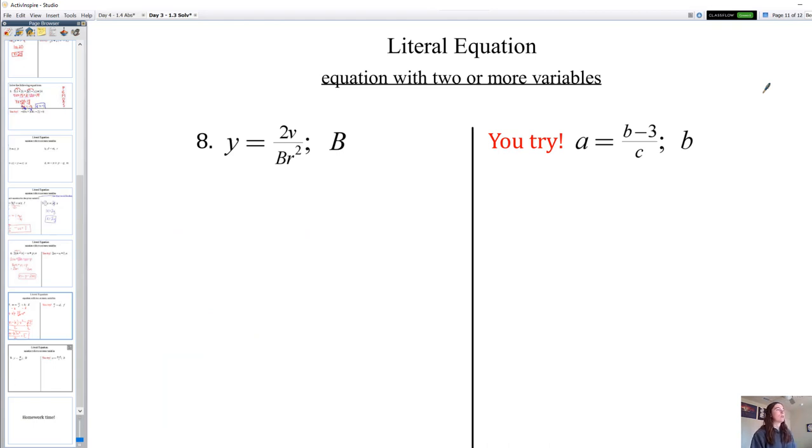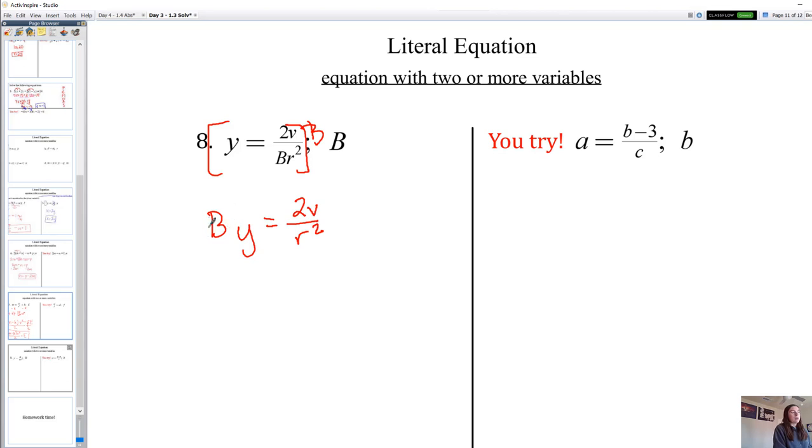Y equals 2v over br squared, and we're looking for b. Now this time, the variable that we're looking for is trapped in the denominator. So in order to get it out of there, first I'm going to multiply everything by that denominator. So we're going to take the left side and the right side and multiply by the b that's in the denominator. You can multiply by r squared, but we would just end up moving it back over anyway, so I'm just going to multiply by b. So now on the left we have y equals 2v over r squared.